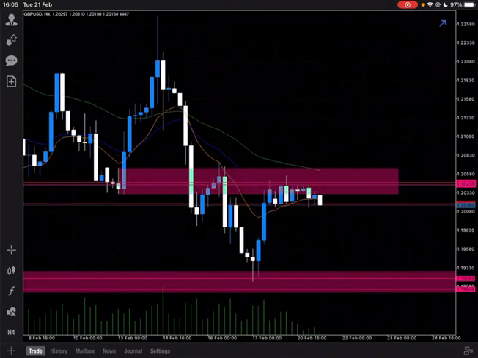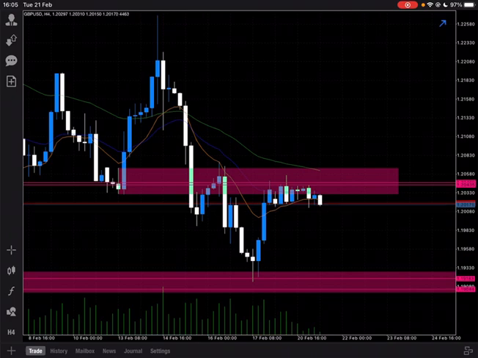Let's start the day by looking at GBP USD. Okay, we have some news on GBP, Euro, CAD pairs, and also USD. So depending on the level of impact, some are medium impact and some are high impact. Okay, so we're going to start off with GBP USD.